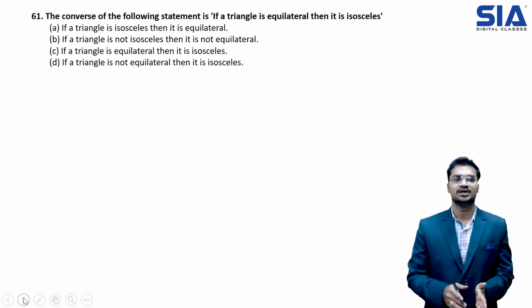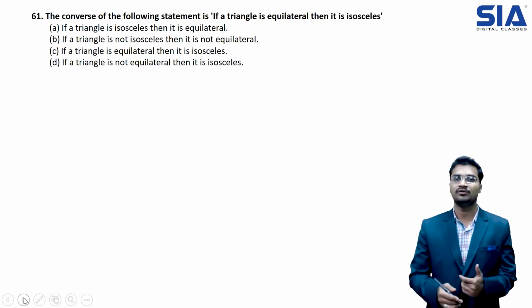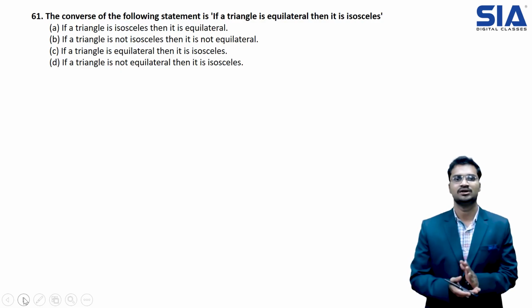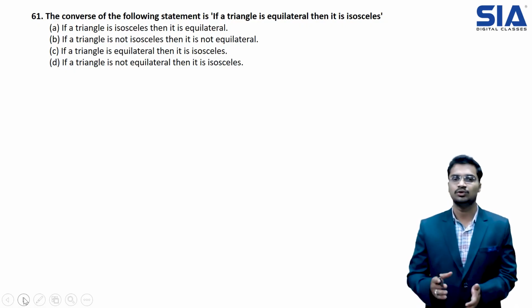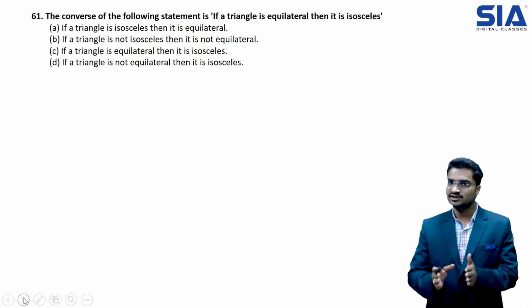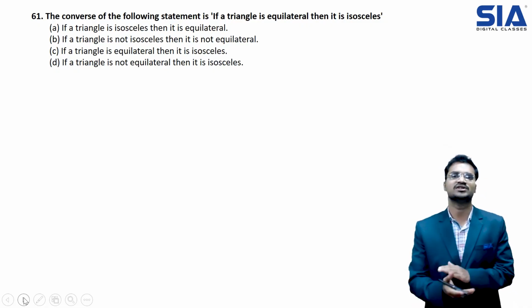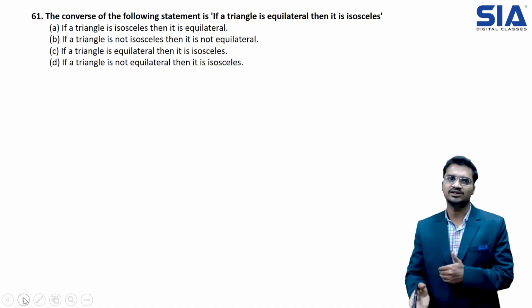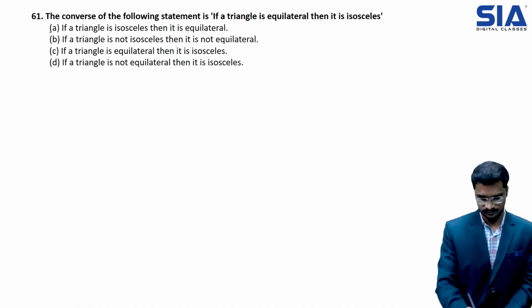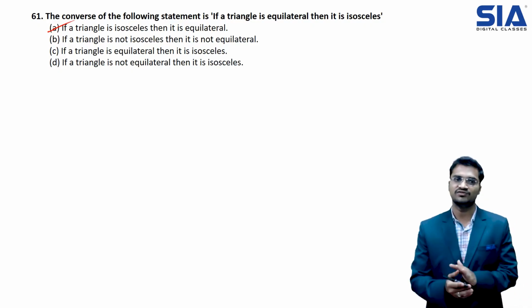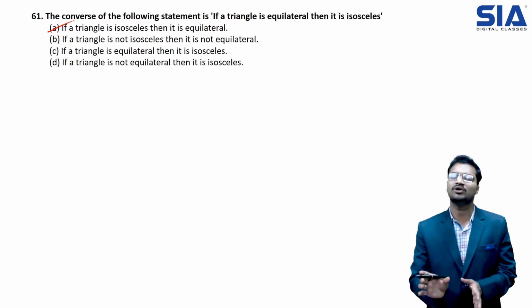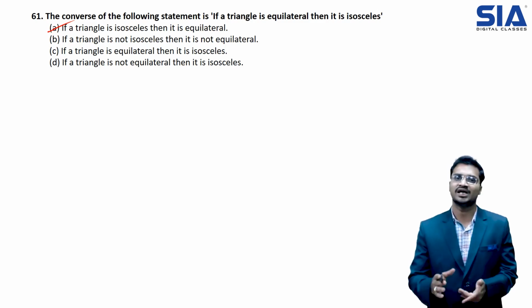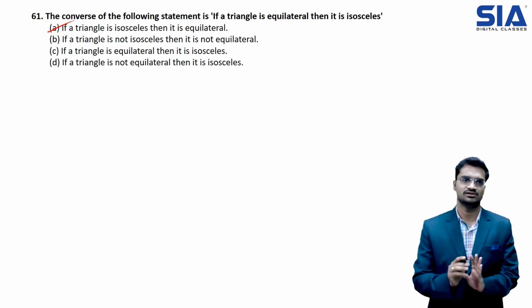This question is about the converse of the following statement. We have to tell what the converse of the statement is. Converse is nothing but to reverse it. The statement is: if a triangle is equilateral, then it is isosceles. The reverse of this is: if a triangle is isosceles, then it is equilateral, which is option 1. Here he is asking us to find the converse, not to check whether it is correct or not. So the converse of this is the first option.